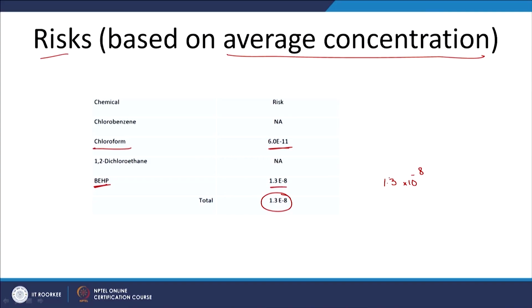At the given rate of ingestion for a person of 70 kg body weight, the carcinogenic risk, or the cancer risk, would be 1.3 times 10 power minus 8. So, this is less than 10 power minus 6.